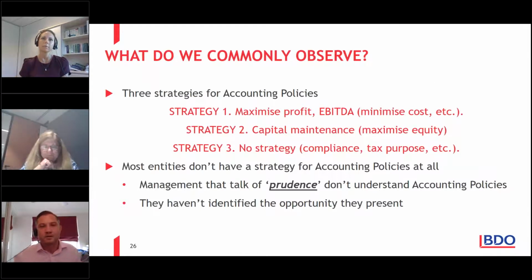And the one I've already mentioned is, for example, do you revalue your property, plant, equipment, or do you go cost-based? If you're going a revaluation strategy on property, plant, and equipment, you're actually going for strategy two, capital maintenance. But then all your policies should aim for capital maintenance. So don't then choose a policy somewhere else that contradicts that and just creates losses in your income statement. So that's what we commonly observe.